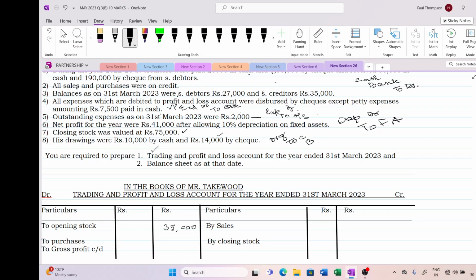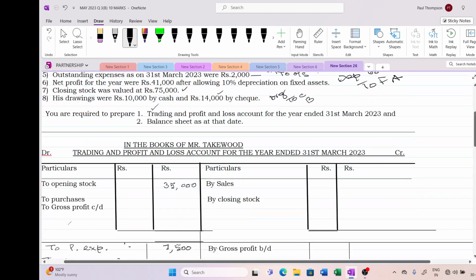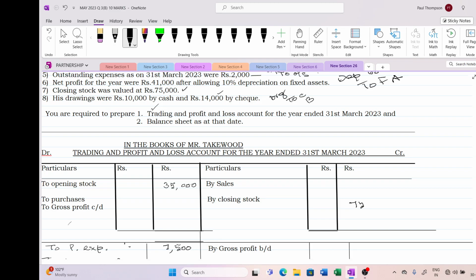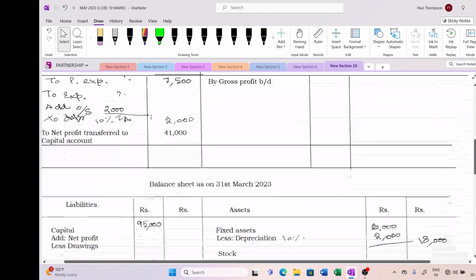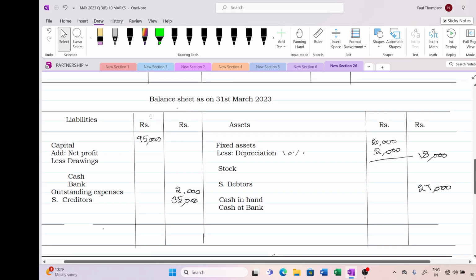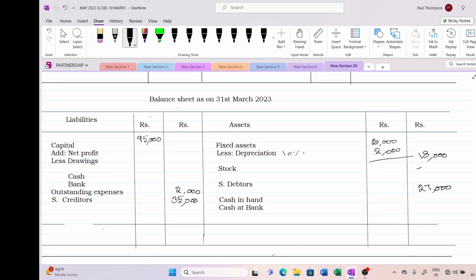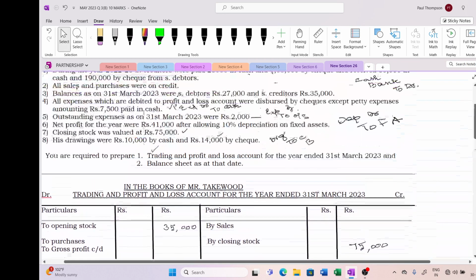Now closing stock is valued at 75,000. Closing stock will appear in your trading account and your current balance sheet. I'm going slowly. The video may be a little bit longer, but you will be able to understand it properly. So 75,000. So be patient while watching this video. So closing stock also we have entered. Now moving on to the next one.